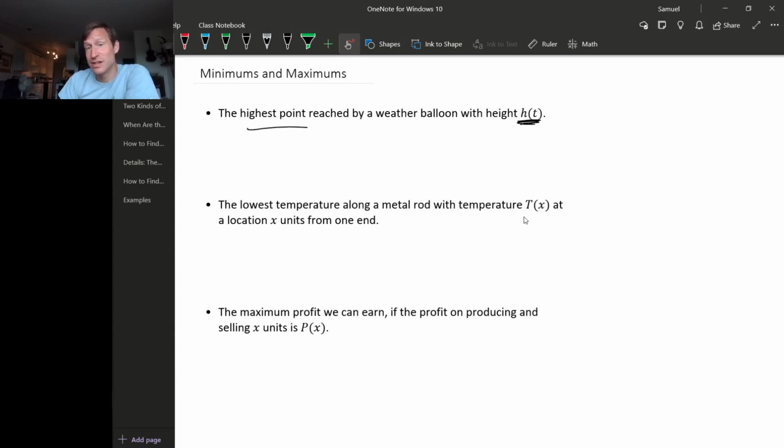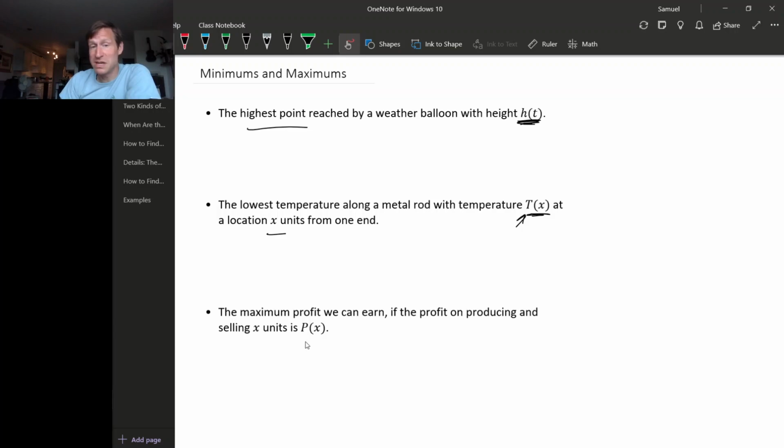If you have a function t of x that represents the temperature of a metal rod, x units from one end, you might want to know where the metal rod is coldest, and that would be the minimum output value of this function for all x values.